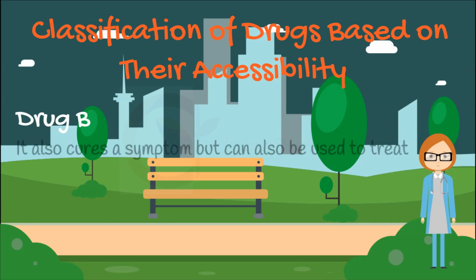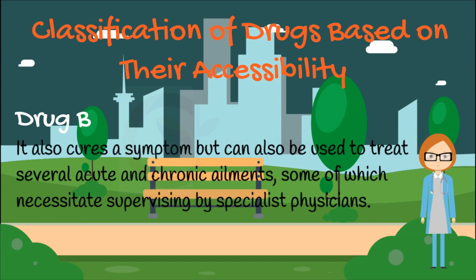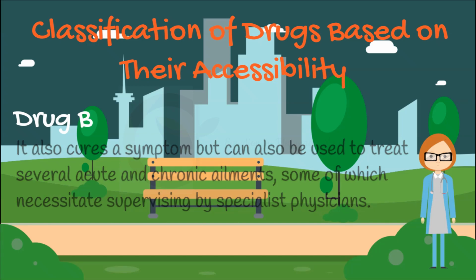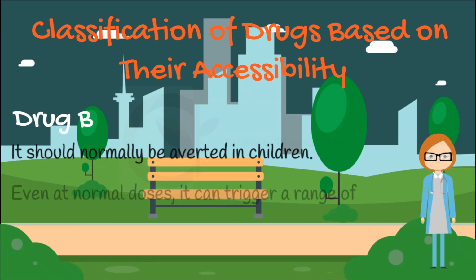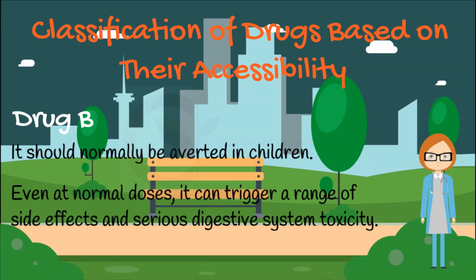Now consider a different drug. Drug B also cures a symptom, but can also be used to treat several acute and chronic ailments, some of which necessitate supervising by specialist physicians. Drug B should normally be averted in children, as it is linked with an uncommon but deadly toxicity. Even at normal doses, it can trigger a range of side effects, and serious digestive system toxicity, leading to hospital admission, is not surprising.